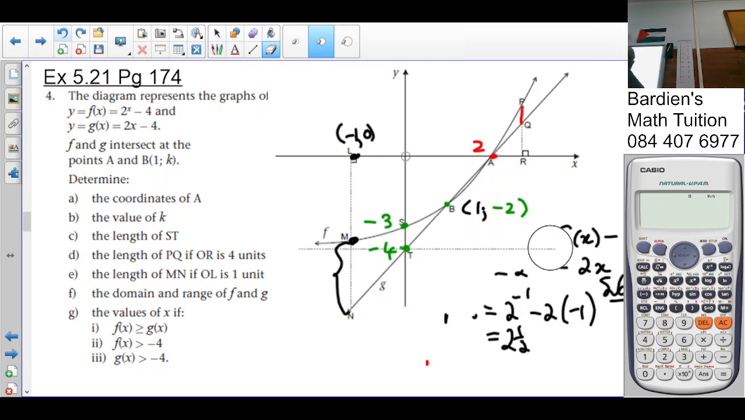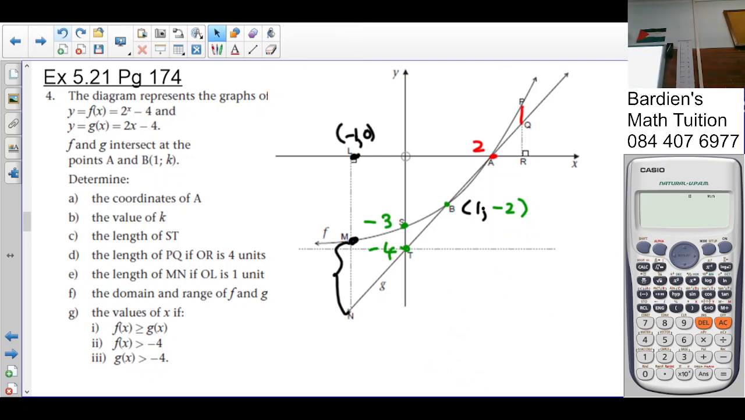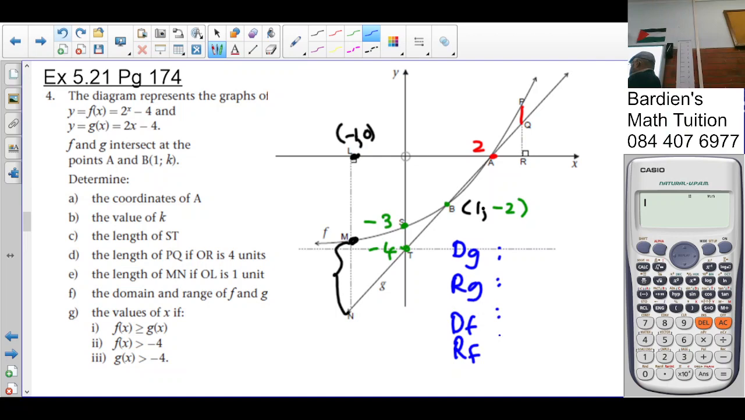Then they want to know the domain and the range of G, and the domain and the range of F. G is the straight line graph. So the domain of the straight line graph is negative infinity to positive infinity, so x is an element of all real numbers. The range of G, again a straight line, is negative infinity to positive infinity, so y is an element of all real numbers.